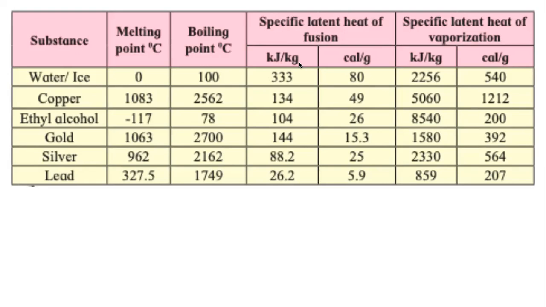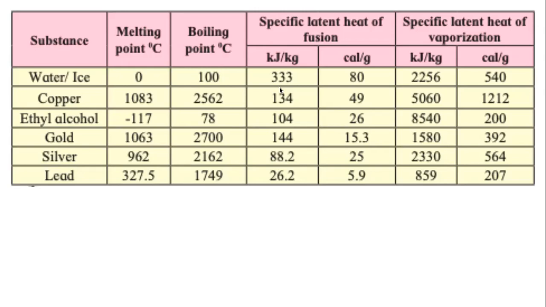Meaning, if we take 1 kilogram of ice, then we will have to give it 333 kilojoules of energy to convert that to water. Or if we have 1 kilogram of water and we freeze that into ice, then it will produce a heat of 333 kilojoules. It can also be measured in calories per gram, which is 80. Similarly, specific latent heat of vaporization. If we take 1 kilo of water, then we will have to heat it by energy of 2256 kilojoules to convert all the water into water vapor, which also translates into 540 calories per gram.